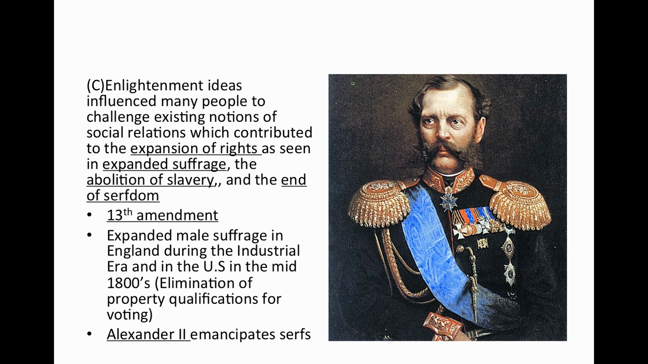Subconcept C states that Enlightenment ideas influenced many people to challenge existing notions of social relations, which contributed to the expansion of rights, as seen in expanded suffrage, the abolition of slavery, and the end of serfdom. So that's the key here. You want to be able to explain how the Enlightenment not only led to more rights, but voting rights, the end of slavery, and the end of serfdom.